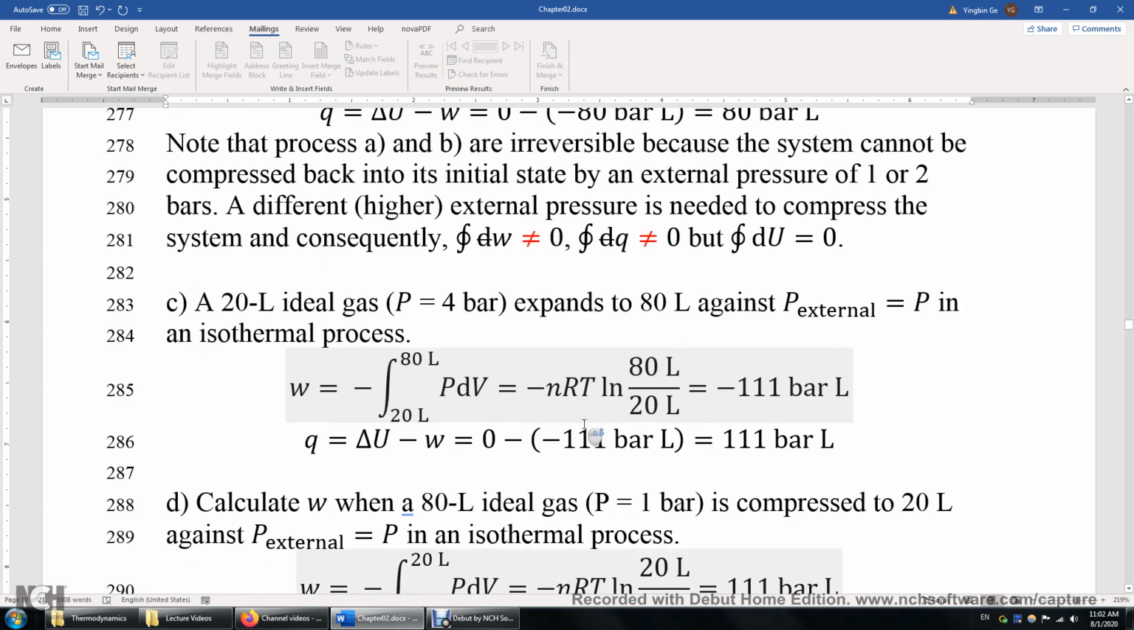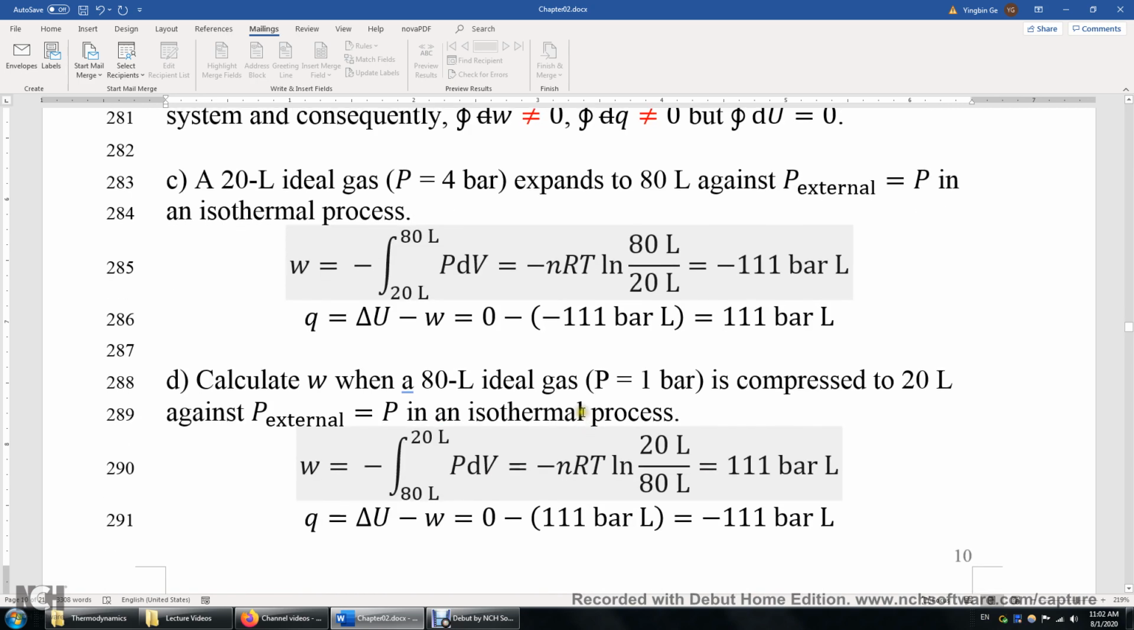And also, we can compute the reverse process. Let's say the same gas in the final state, 80 liters and 1 bar, is compressed back to the original initial state, 20 liters and 4 bars. That's the initial state. And you will see work is now positive 111, Q is negative 111. So after this cyclic process, work is 0, Q is 0.